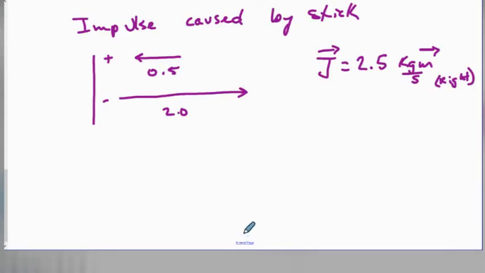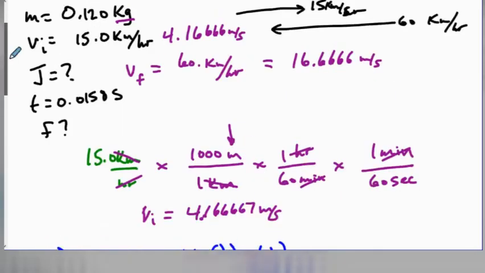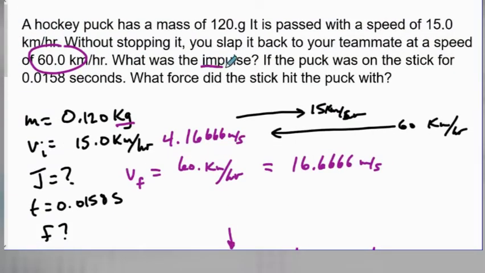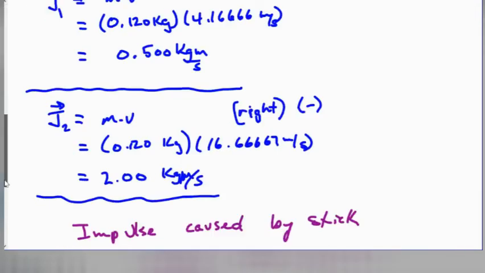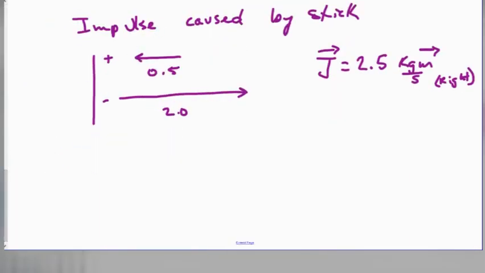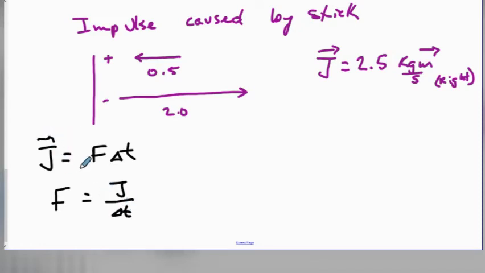Okay. Now the second question here was, what was the impulse? We answered that. But now I want to know, what force did the stick hit the puck with? Well, we know that our impulse is equivalent to the force multiplied by the change in time. And we know our impulse, we know our time, so we can just do the little algebra there and figure out what our force is.